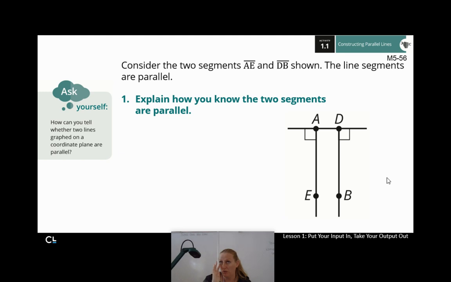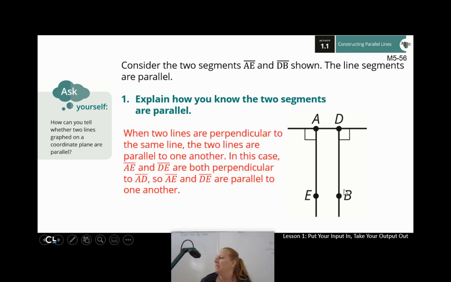So you probably worded it differently than I did, but here's what I noticed. These guys are perpendicular. Do you see that? How AE is perpendicular to AD, but DB is also perpendicular to AD, right? They're both perpendicular to the same line. These angles are all congruent. Look at those angles, all right angles. Because I have a bunch of congruent angles, it does mean that these lines are parallel. So because AE and DB are perpendicular to the same line, they're parallel to one another, right?